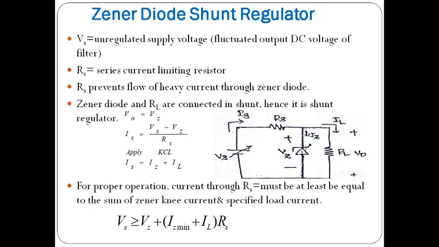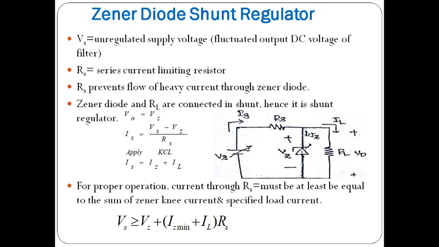It is a series current limiting resistor, which is used to prevent heavy current through the zener diode. When you are not keeping the series current limiting resistor, the maximum current will flow into the zener diode, so there is a chance of damaging it. So to avoid damage to the zener diode, we are using the limiting resistor. This is the series current limiting resistor.